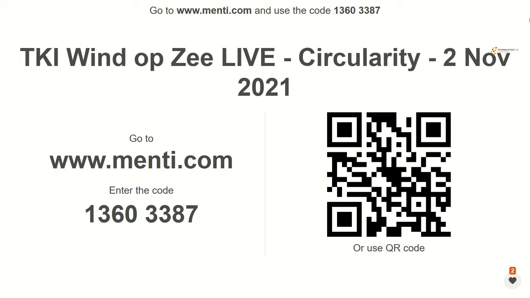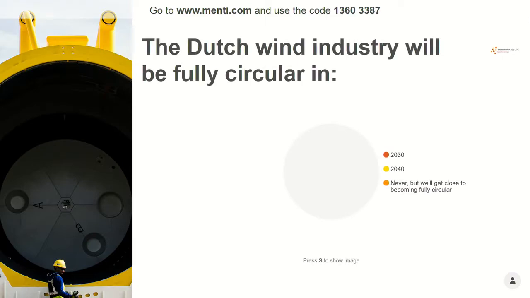You can also scan the QR code to log into menti.com. If you're ready for that, we'll ask you our first poll question. The first question is, when do you think the Dutch wind industry will be fully circular? Will it be in 2030? Will it be in 2040? Or never, but we'll get close? What do you think, Bob?